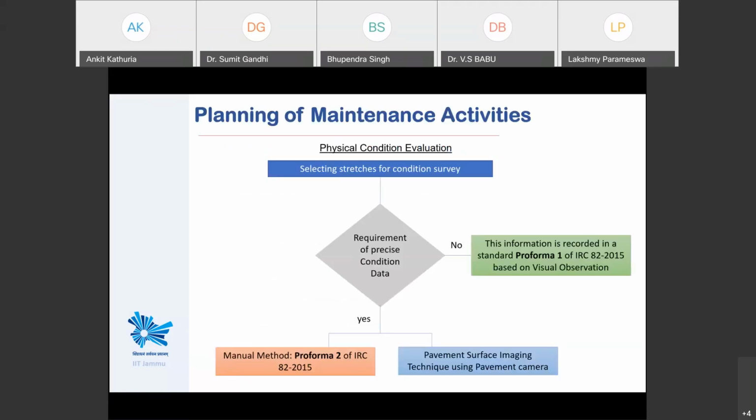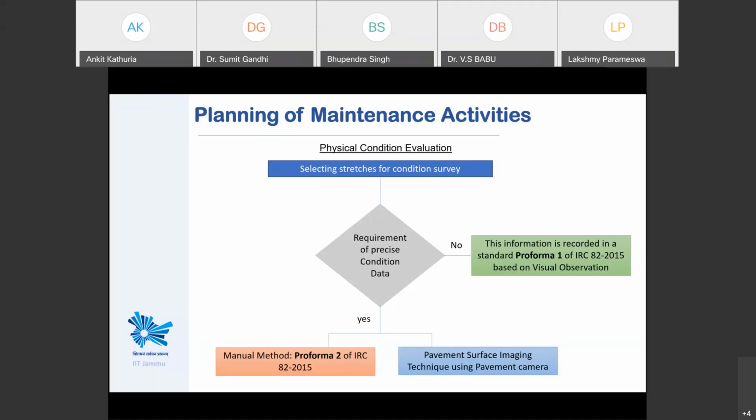So to start with planning of maintenance activities, as per IRC code, when we have to do a physical condition evaluation of a bituminous surface, the first thing that we have to do is selecting stretches for condition survey. So in this, IRC clearly highlights that each road should be surveyed twice a year. Once before monsoon and once after monsoon. So based on some selection criteria, you will select the stretches on which you have to carry out the condition survey. Yes, the budgetary constraint is also one thing to consider.